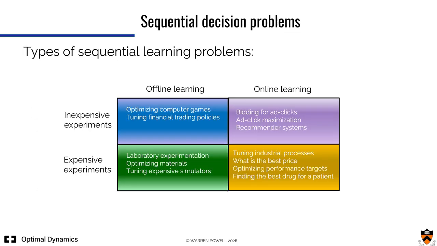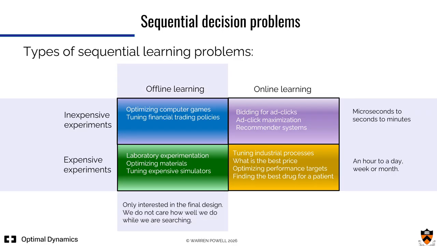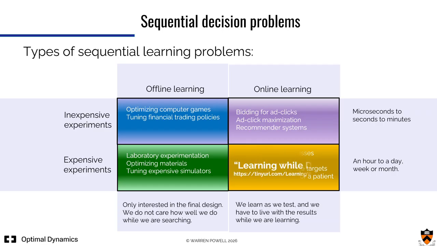And these learning problems come in a variety of flavors. We have inexpensive experiments that can be repeated in microseconds to seconds or maybe minutes. You have expensive experiments. An experiment might take an hour or a day or a week or a month. I can describe problems that take a year. You have offline learning in the lab where you can make mistakes and it doesn't really hurt you. You have online learning where you have to do it in the field and where you have to do it at the speed of light, which is usually fairly slow.